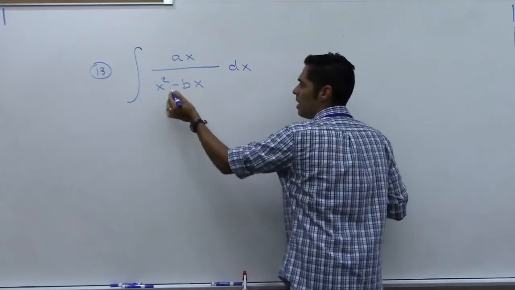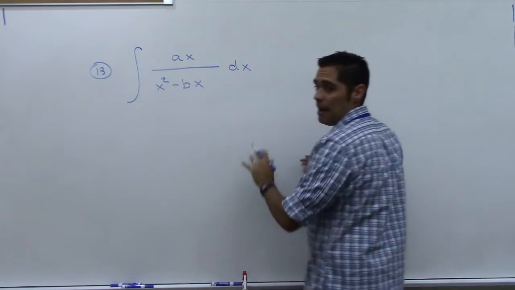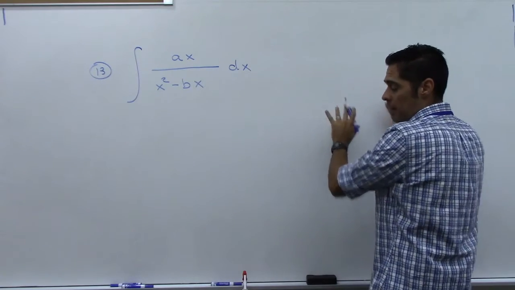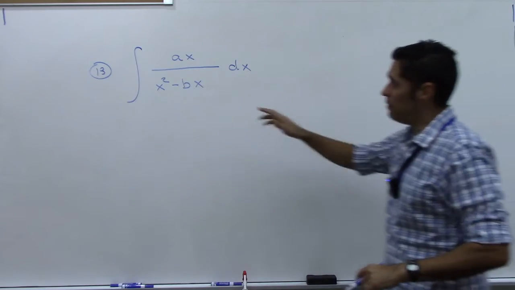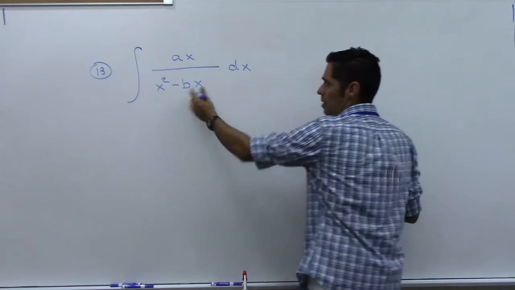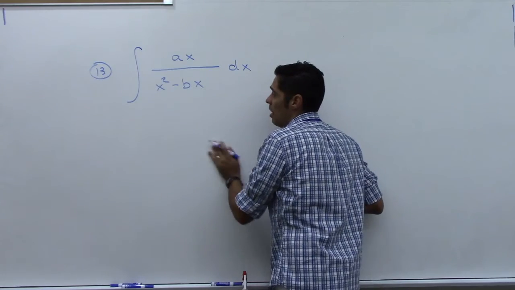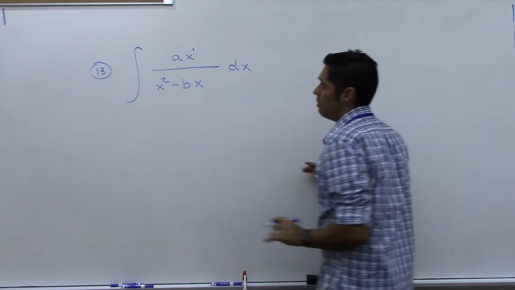Remember, the variable here is x. A and b are just numbers. Now, don't confuse these a and b's with the capital A and B that we've been finding. This is a problem where they just don't tell you what those numbers are. It could be 5x over x squared minus 4x right here. So just treat those as constants. But we do have first power here. We have second, so we don't need long division.